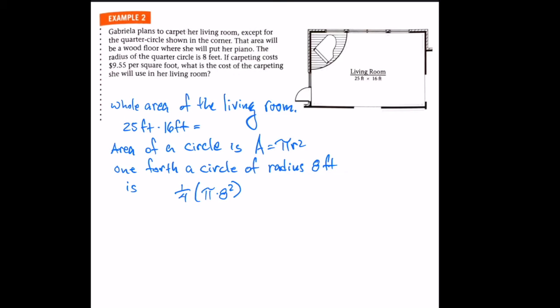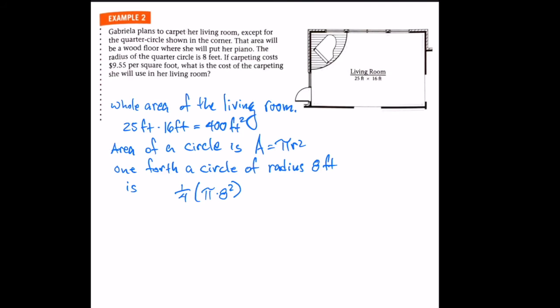Well, I've written down here that the whole area of the living room is going to be calculated by 25 feet by 16 feet. Now in this case, the units feet do multiply, and so we end up with square feet here, and 25 times 16 is 400. So we end up with 400 square feet, and we just write that as an exponent of the feet. So there's square feet right there.